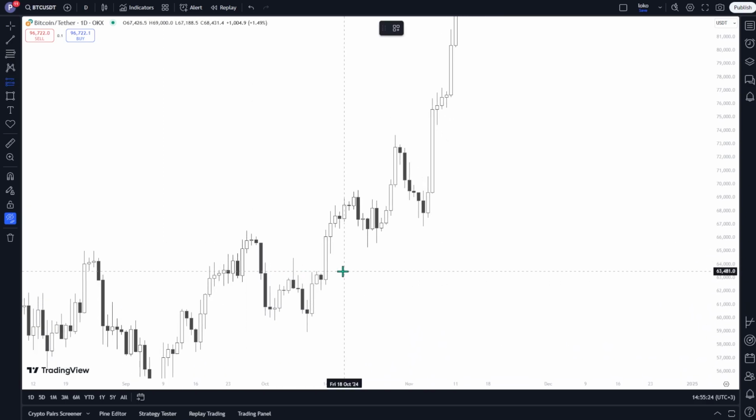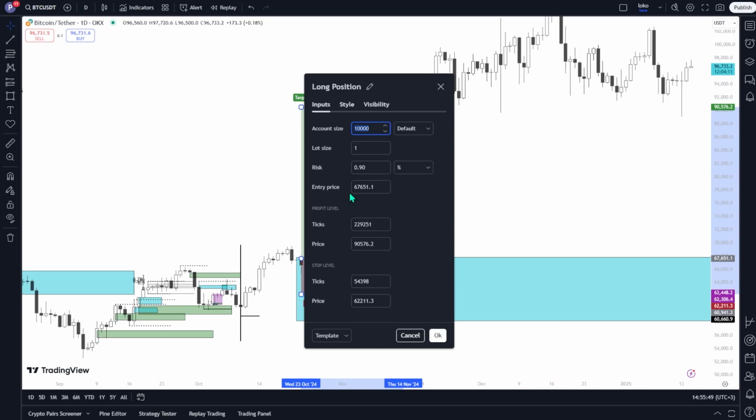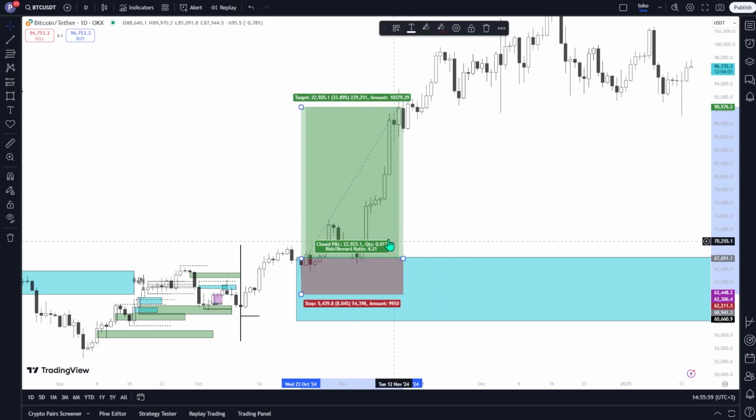And to be a master in risk management, you need to use this tool. It's a common TradingView tool. Here, if you double click on it, you can enter your account size and your risk, and it will help you to calculate the amount of the asset you want to trade and how to avoid big losses.